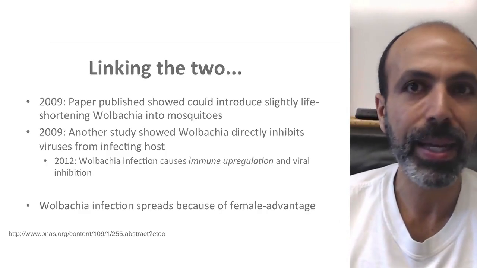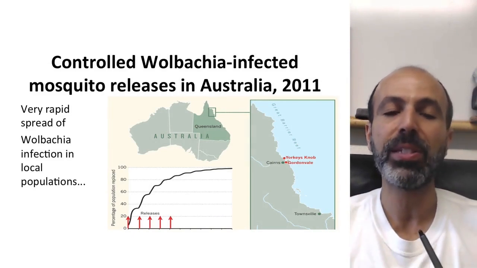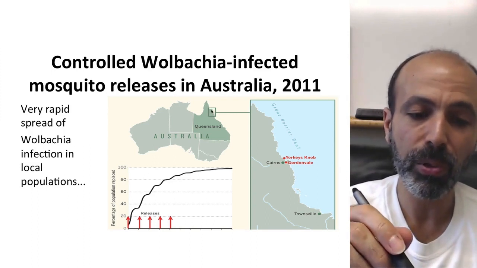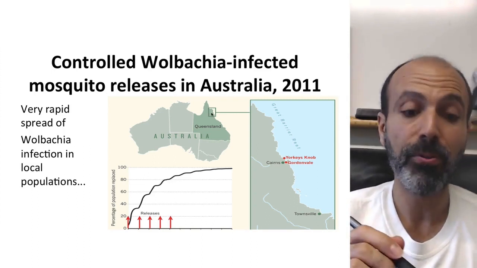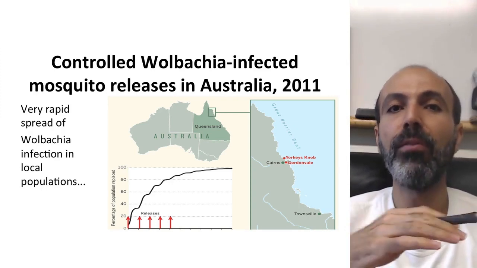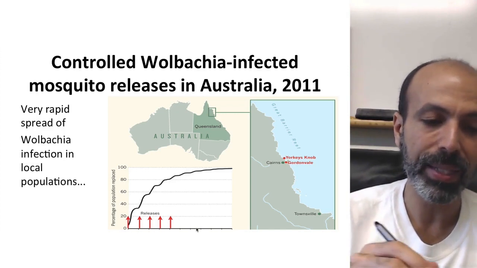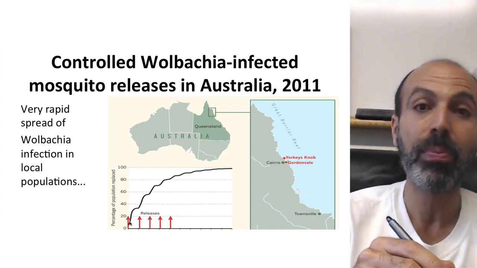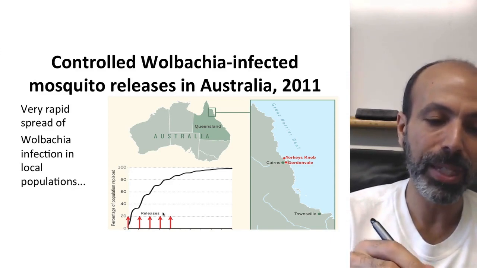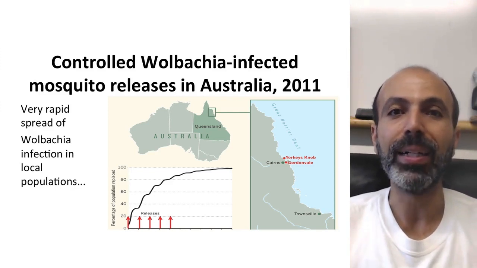So what's happened since that time, there actually have been controlled Wolbachia infected mosquito releases in Australia to test this out. So up here in northern Queensland, they released a set of mosquitoes that were infected with Wolbachia, and they looked at what fraction of the mosquitoes captured actually carried Wolbachia. So this is time in days on the x-axis. On the y-axis is percentage of the population that had Wolbachia. And you can see very rapidly from these couple of releases, the entire population was infected with Wolbachia.